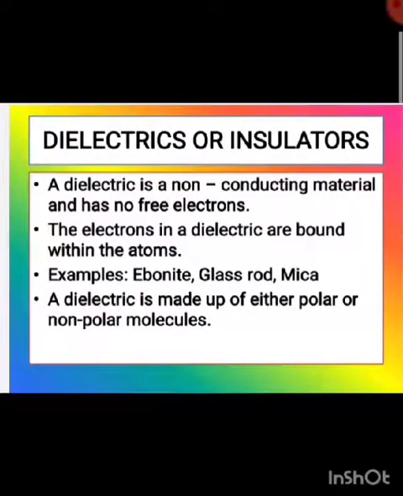Our next topic is called dielectrics or insulators. A dielectric, or an insulator, is a non-conducting material. It has no free electrons. The electrons in a dielectric are bound within the atoms. For example, ebonite, a glass rod, mica. A dielectric is made up of either polar or non-polar molecules.